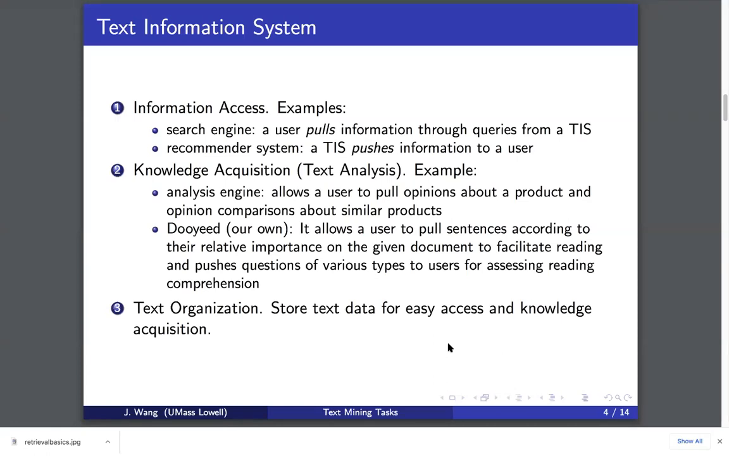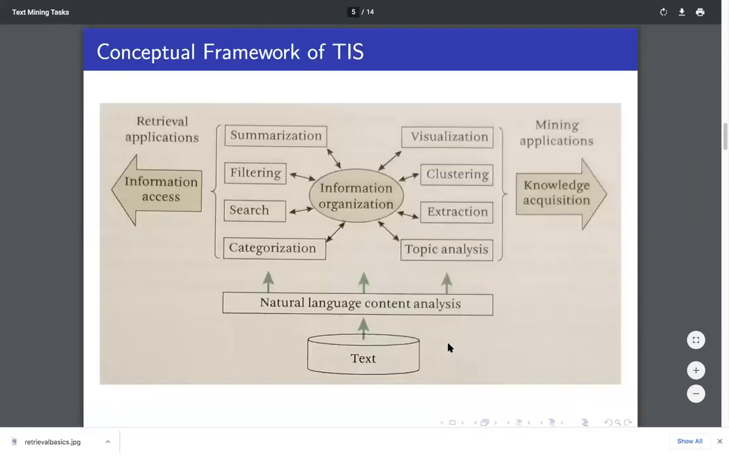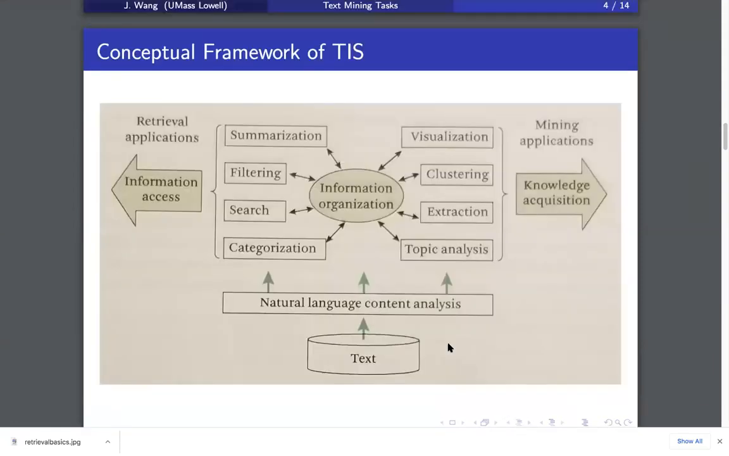So that's what a TIS is about. Now let's look at a picture of a TIS architecture or components. So this is a typical TIS. Of course, a specific TIS may not contain all the components in it, right? But we just list basically what text mining is responsible for doing.